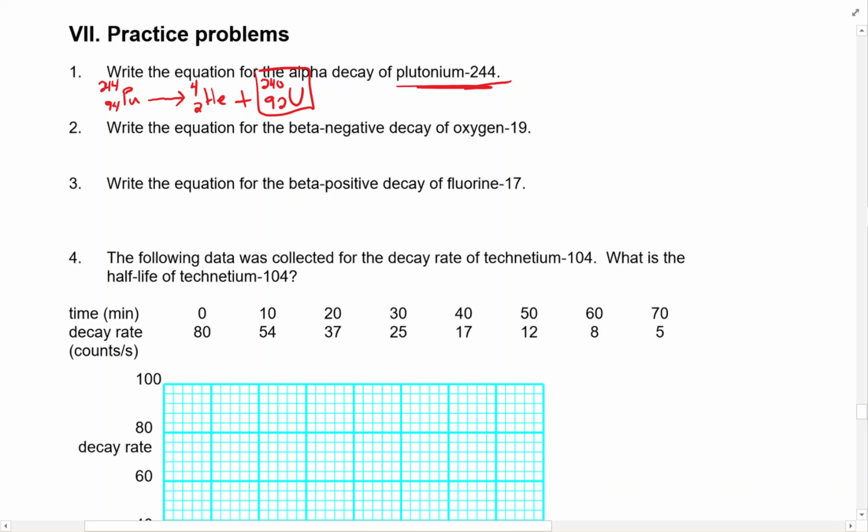Okay, write the equation for the beta negative decay of oxygen 19. So oxygen on your periodic table is 8. So we go oxygen, it's going to have 8 protons, and it's saying that we've got 16 nucleons. Okay, and it's going to decay into, and then it's beta negative, right? So we know that beta particles are electrons. So it's negative, so we got -1, and has a charge of 0, or sorry, 0 nucleons.